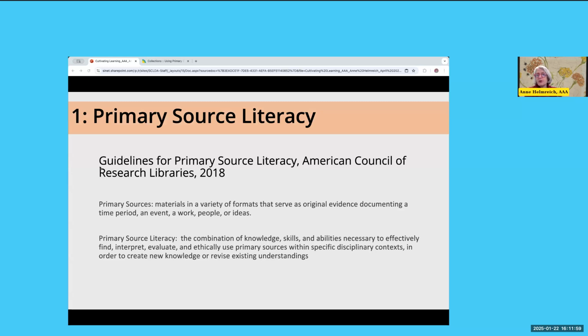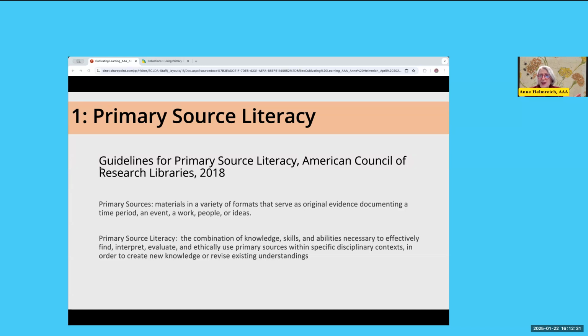So for those of you who are interested, and I know we saw somebody in chat speaking of LibGuides, there are national guidelines if you're interested in what is primary source literacy. These were developed by the American Council of Research Libraries and then shared with a whole network of other library and archives. And they define primary sources as material in a variety of formats.